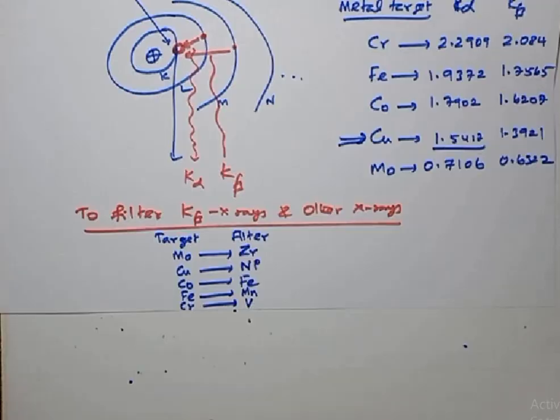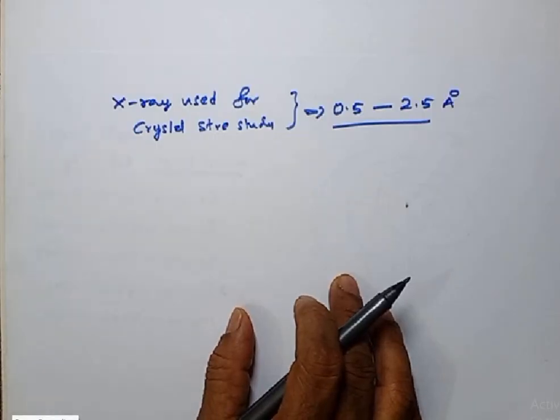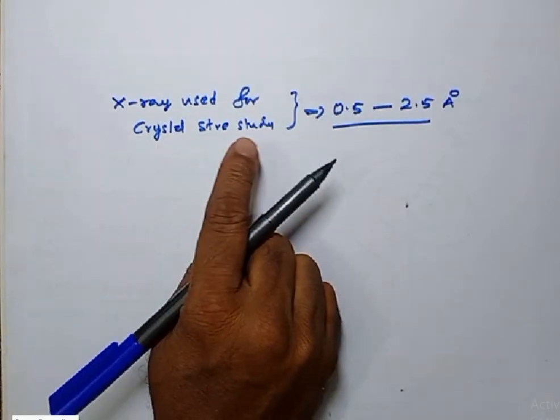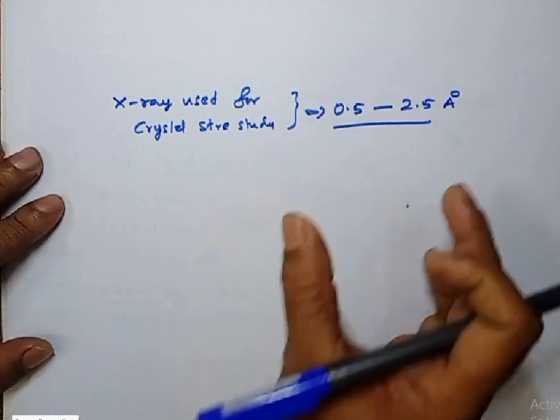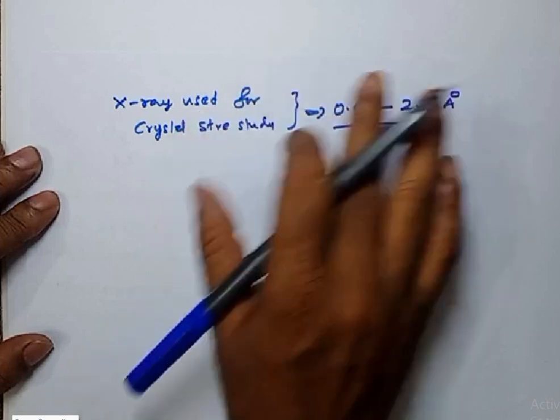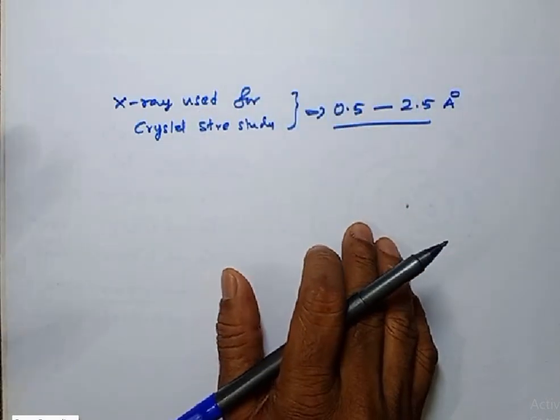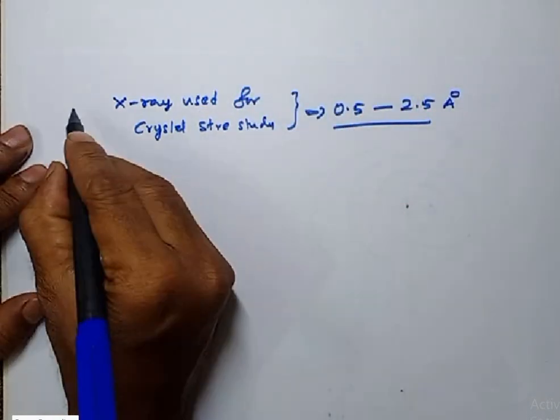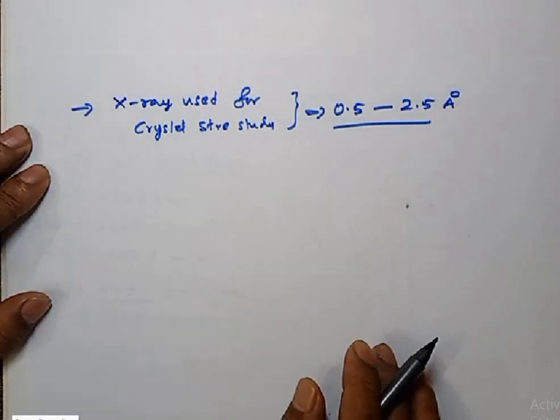Take note. For the X-rays used for crystal structure study, what's the range of X-ray we use? We use from 0.5 to 2.5 angstroms, and remember all are K alpha radiations because K alpha radiation has high intensity. Take note.